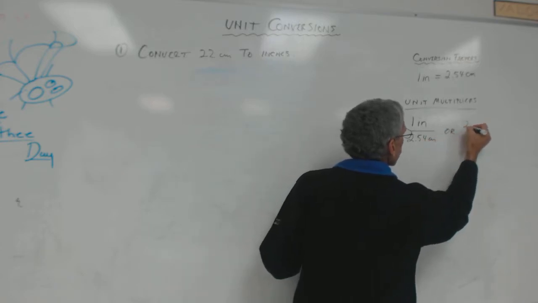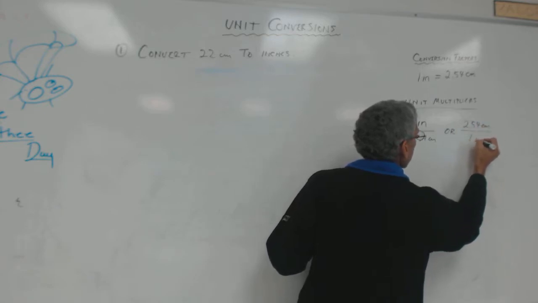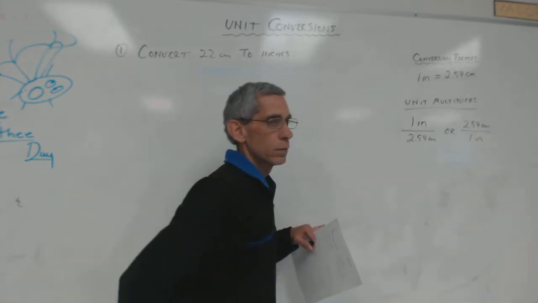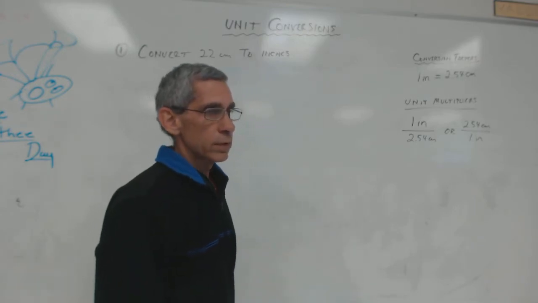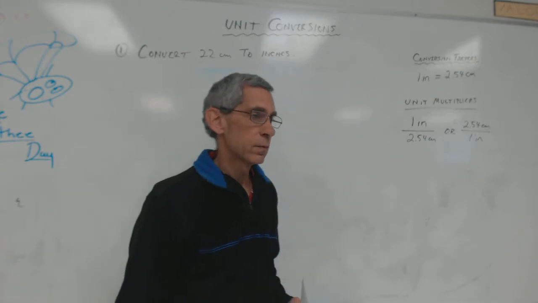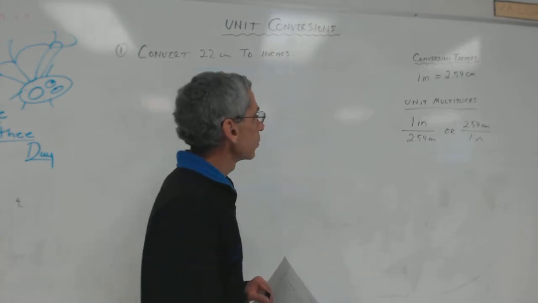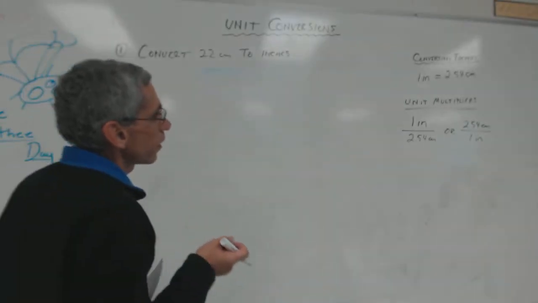Do you have to be exact like that? Do you have to write 2.54 centimeters? Yes. If you write 2.53, it will be wrong. Every decimal counts. Yeah, we're trying to be as exact as possible.